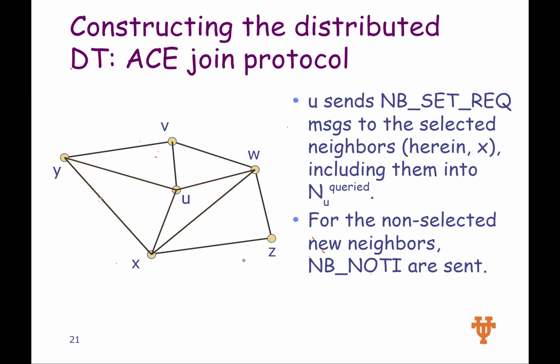So you can send a neighbor set request message to X. All right. And for the other, not selected, new neighbors, you send a neighbor notification. What is a neighbor notification? It means, hey, you have a new neighbor, which is me. Okay.